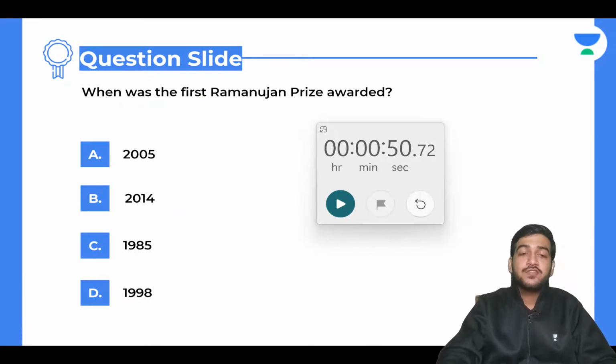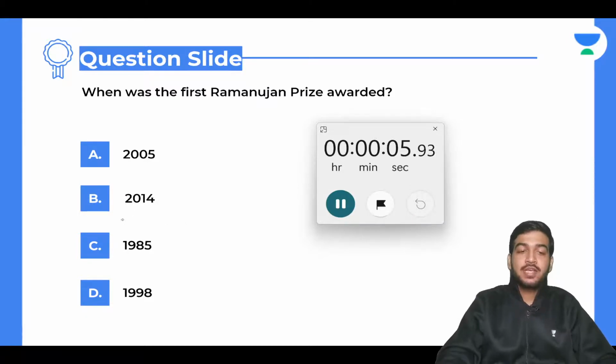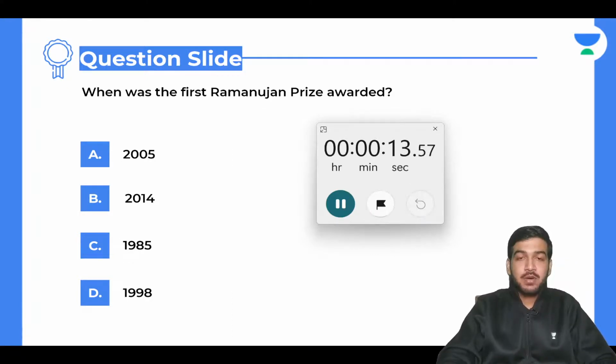Then, when was the first Ramanujan Prize awarded? Was it A 2005, B 2014, C 1985, or D 1998? Srinivasa Ramanujan, a pioneer of mathematics, had passed away very early in his career. But we celebrate his life as National Mathematics Day. His birthday is celebrated that. We also award a prize in his name to young mathematicians under the age of 45 from developing countries.